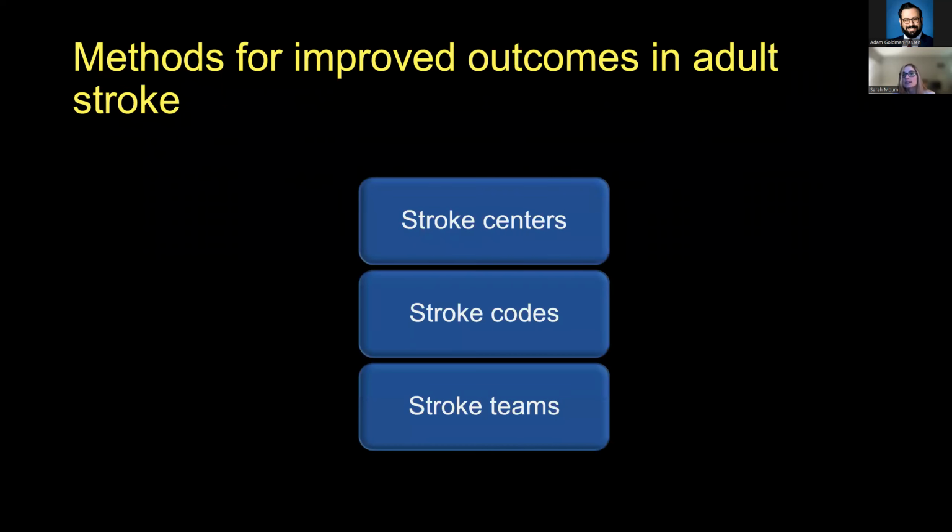Before we look into what is available for pediatric stroke therapies, let's review what's worked and led to success in adult stroke management. As you may be familiar with, in adults, dedicated stroke centers have been designated with dedicated stroke teams. Stroke codes exist as a collaborative effort between neurologists, neurointerventionalists, and radiologists to facilitate rapid stroke evaluation and treatment.